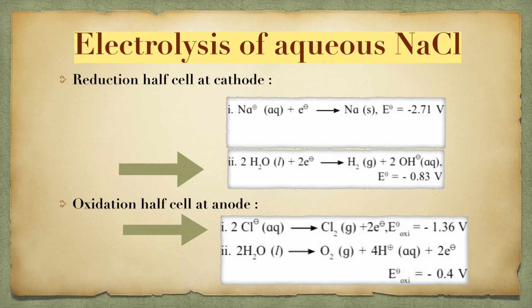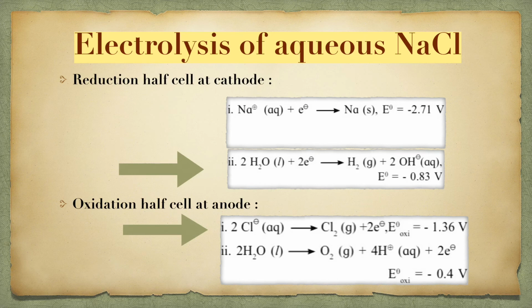So when we compare both the values, which value is greater? The value for the reduction of water to H2 is greater, right? Because among negative values, the smaller magnitude is greater. So which will be produced at the cathode? The second reaction will proceed.